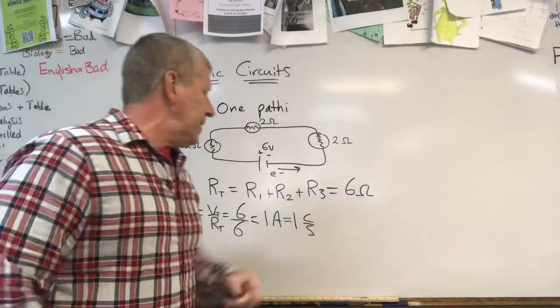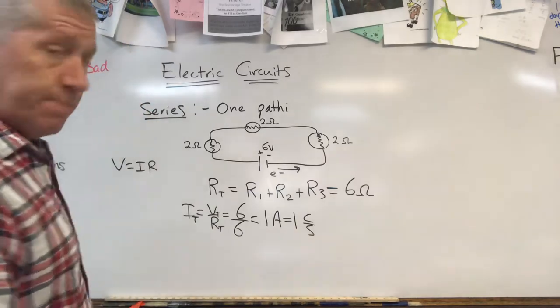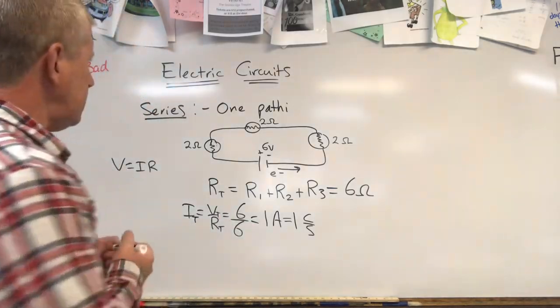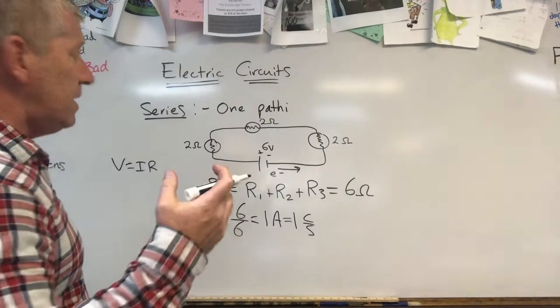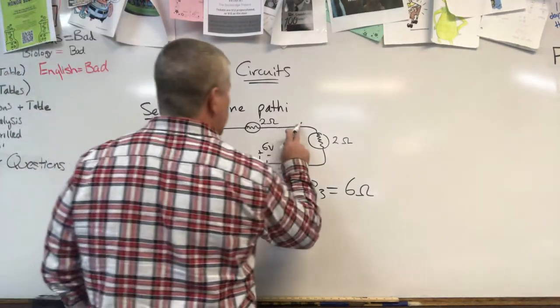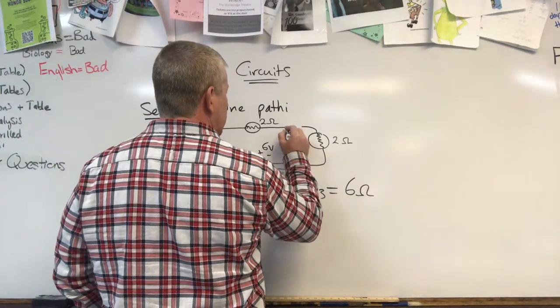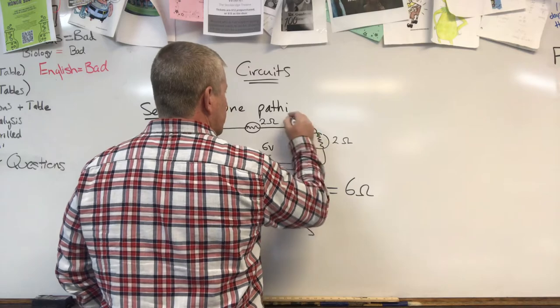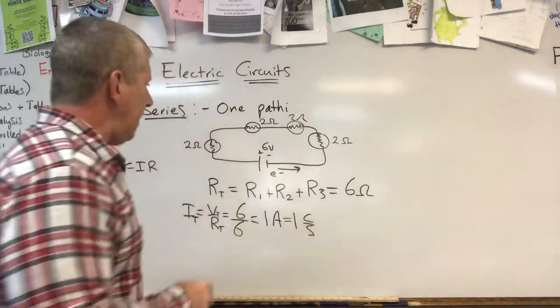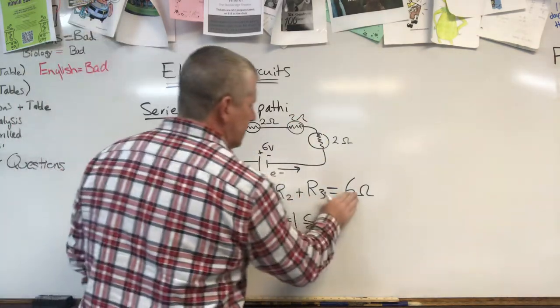And one more thing before we close out the basic series circuit: if we add another light bulb, just for kicks and giggles, and it's another 2 ohmer, then what happens is my resistance increases to 8.